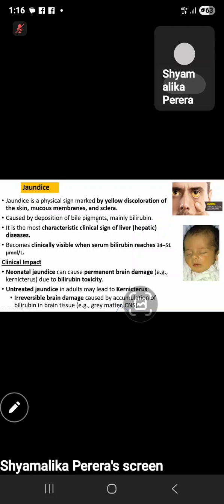As I told you, once you observe a patient with this yellowishness, the first impression that comes to your mind is whether this patient's bilirubin level is high or low. But to observe it clinically, the serum bilirubin level should reach 34 to 51 micromoles per liter. Unless it reaches that level, there can be minor levels of bilirubin in your blood which are not clinically observed. So the important thing is this jaundice.